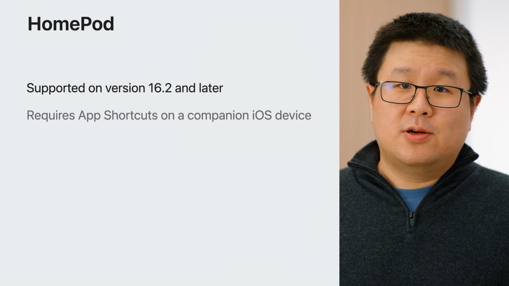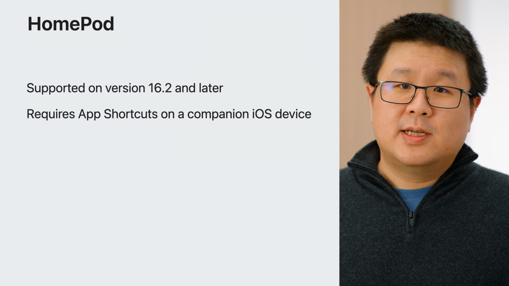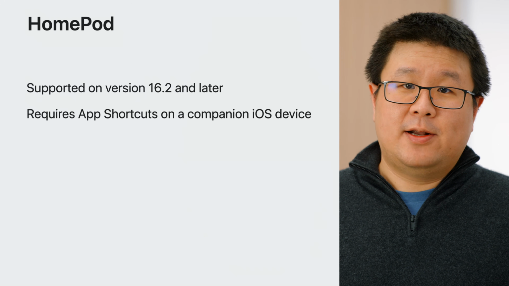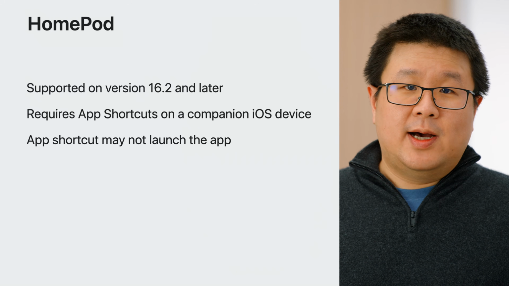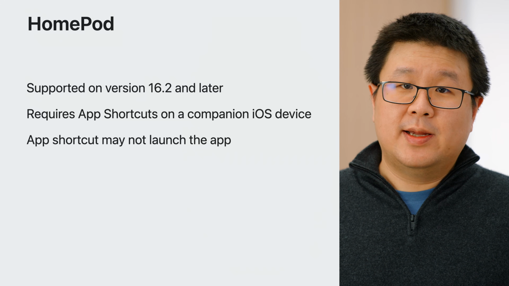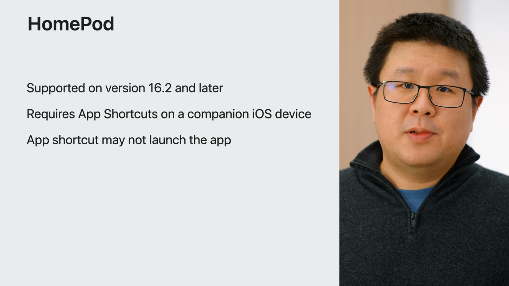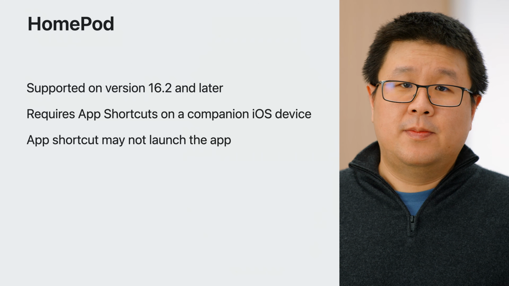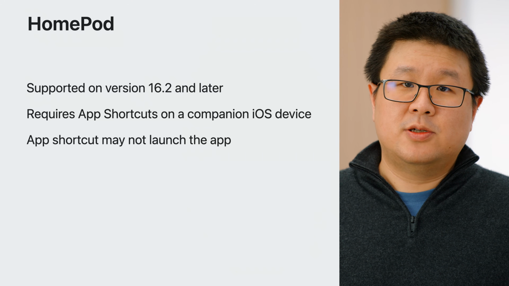Secondly, App Shortcuts are now supported on HomePod. This requires an App Shortcut-enabled app to be installed on a companion iOS or iPadOS device. Unlike running on iOS or iPadOS, where App Shortcuts can result in launching the app, on HomePod, App Shortcuts may not launch the app at all. For example, by simply having my demo app on my iPhone, I can say to my HomePod, "Hey Siri, summarize my groceries list with demo." HomePod support for App Shortcuts is available from version 16.2 and newer.